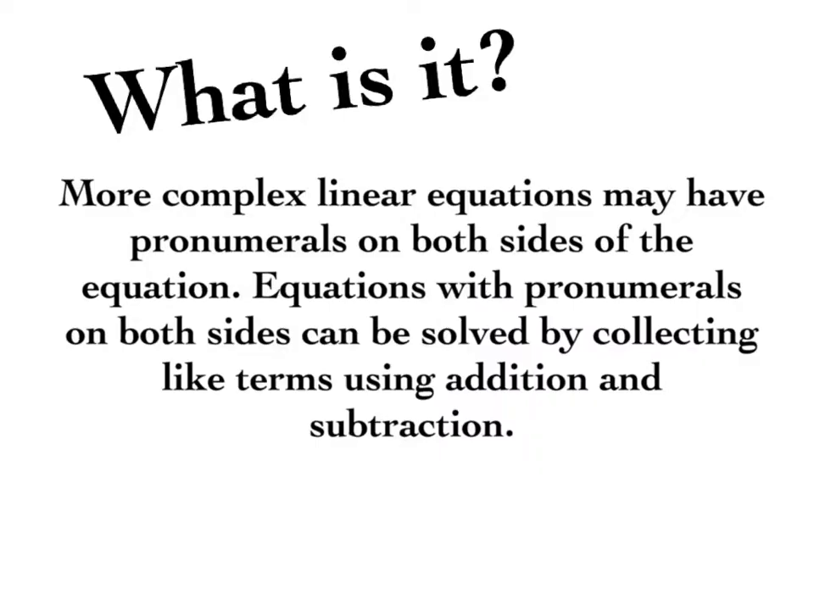So, more complex linear equations, you probably should write something like this down, may have pronumerals on both sides of the equal sign, or both sides of the equation. Equations with pronumerals on both sides can be solved by collecting like terms using addition and subtraction. It's actually really not that hard, guys.